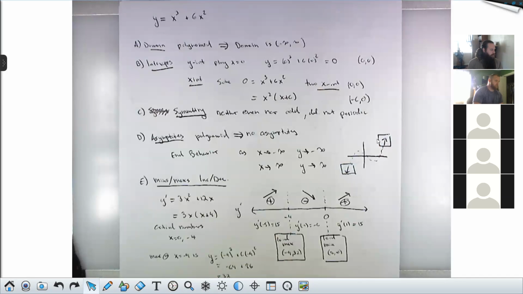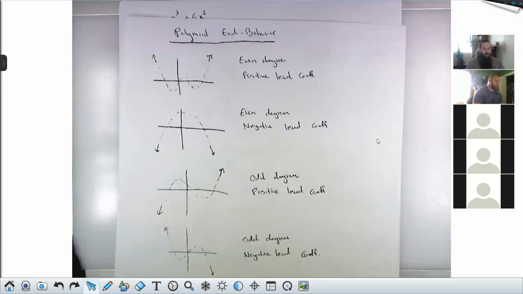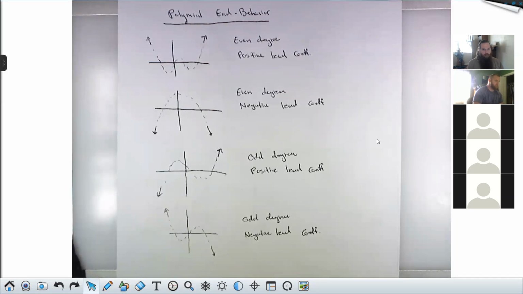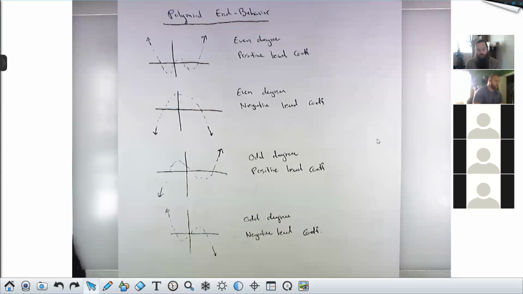Does that make sense, Fabrice? Yes. All right, so I encourage anybody else here who's in Calc 1, especially if you didn't get a good treatment of this, you may want to take a screenshot of this page. Because this is a hugely helpful thing, and it's really easy to figure out because you just have to look at one term.